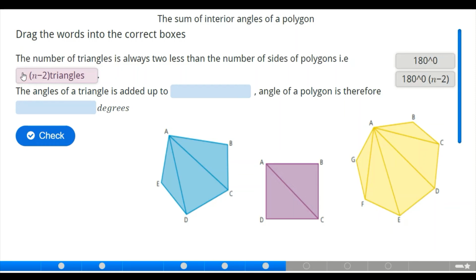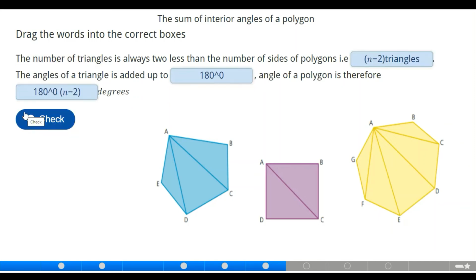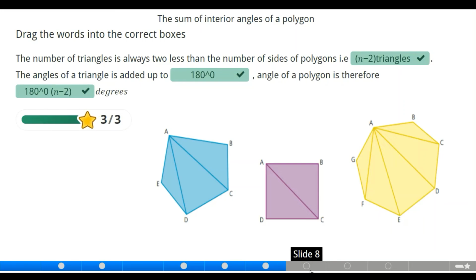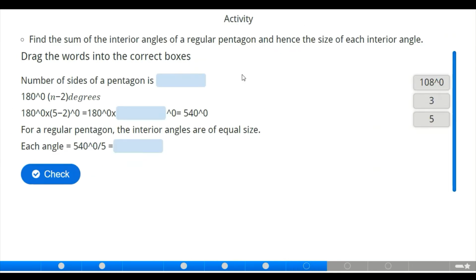Now, the angles of a triangle add up to what? The sum of the angles of a triangle is 180 degrees. We have treated this in the very first slide of this class. Now, the sum of the angles of the polygon will therefore be 180 degrees multiplied by n minus 2. So if you want to calculate the angles of any given polygon, the formula is 180 degrees multiplied by n minus 2. And that's what we are going to be using to solve these activities here.